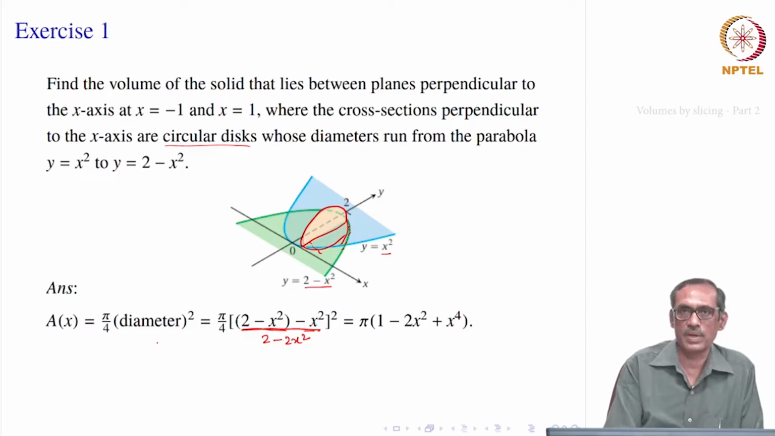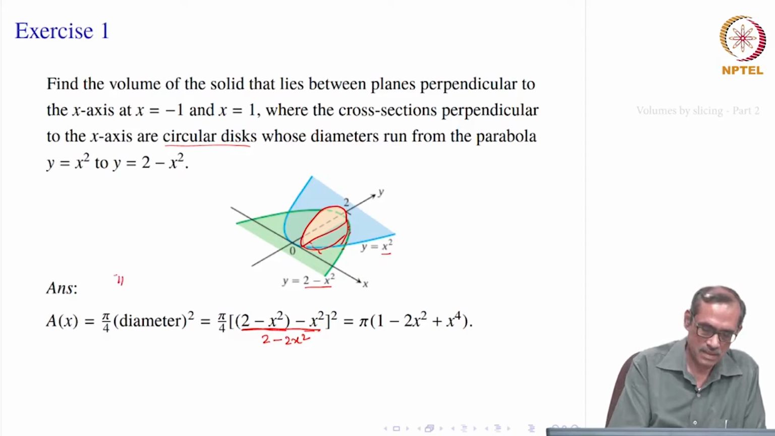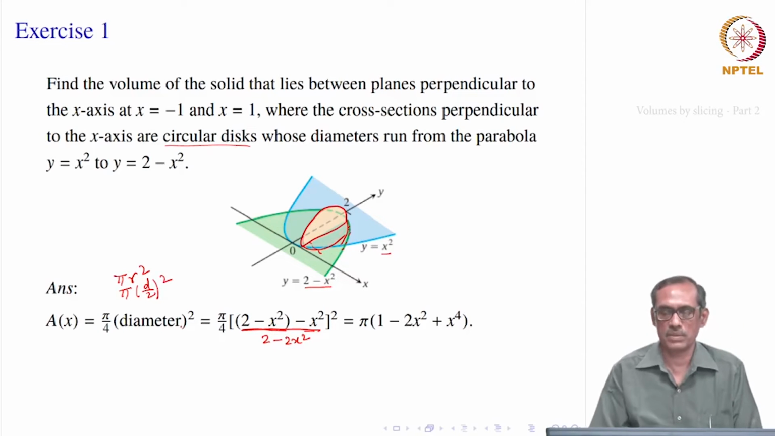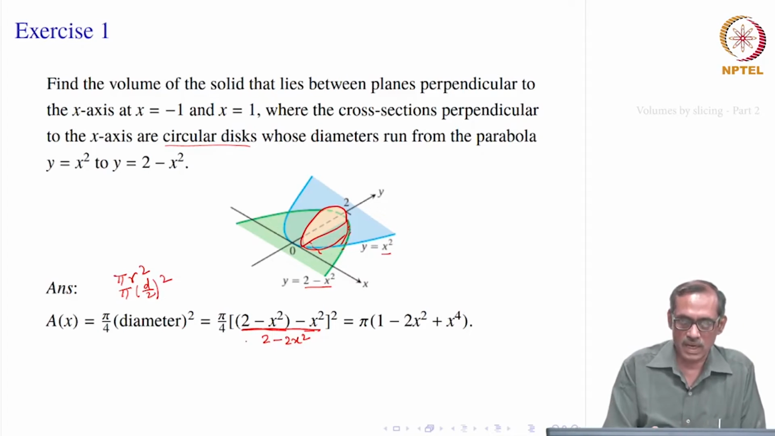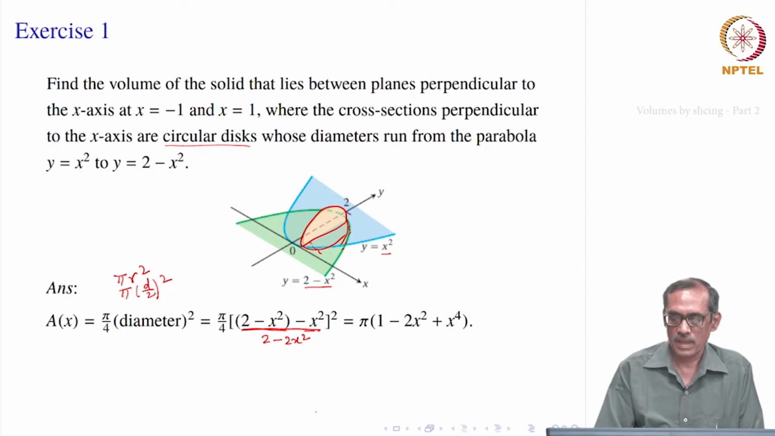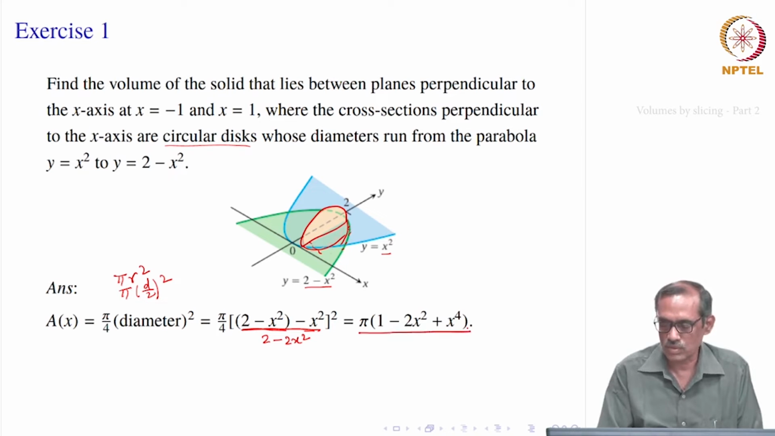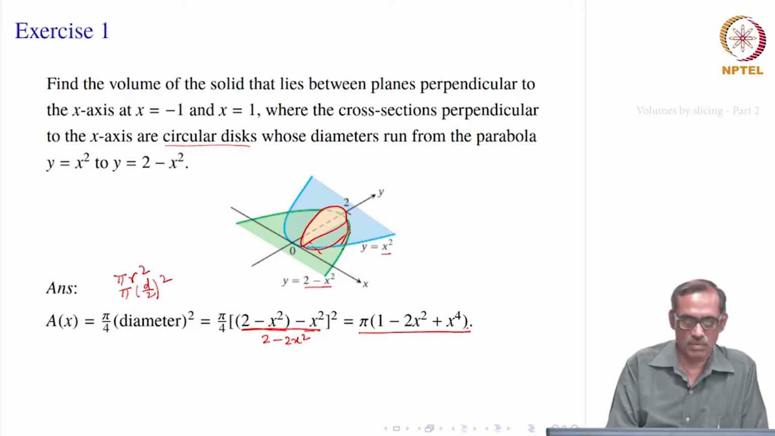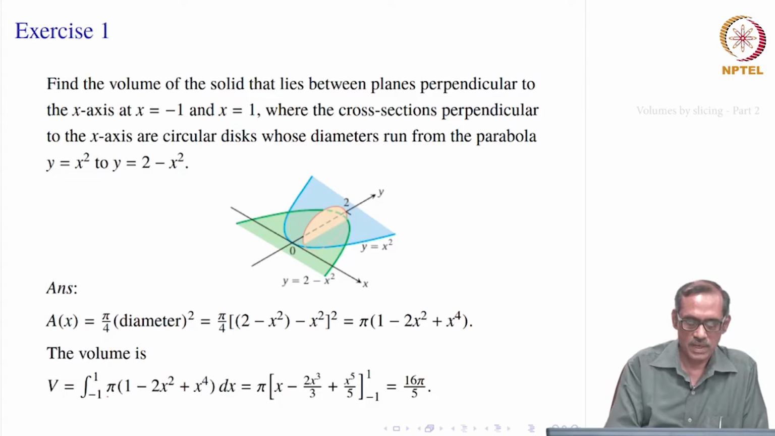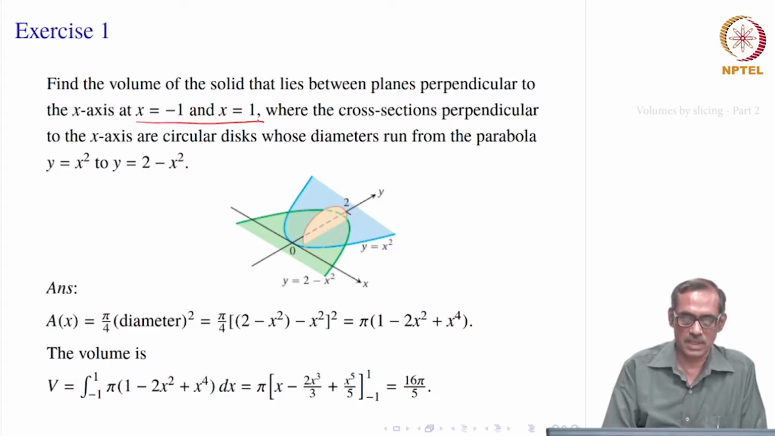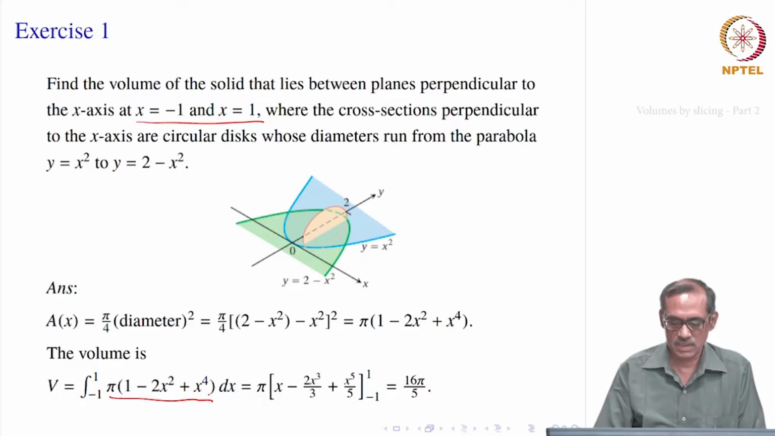It is simply pi by 4 into diameter square, since it is pi r square, but we are taking diameter. So, it is pi into d by 2 square or pi by 4 diameter square, and this cross sectional area will be equal to pi by 4 into diameter, which is 2 minus 2x square, its whole square, and that simplifies to pi into 1 minus 2x square plus x fourth. So, once this is achieved, it will be easier to compute the volume just by a formula. Volume will be from -1 to 1, which is already given in the problem, of pi into 1 minus 2x square plus x fourth, its integral.